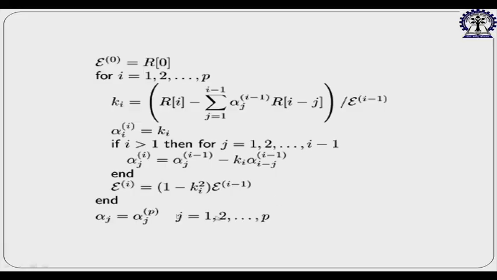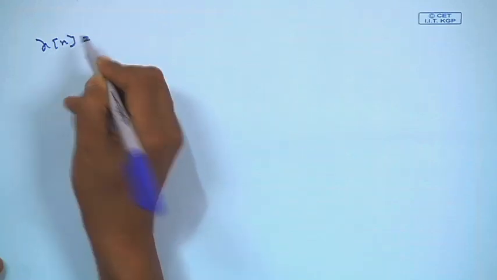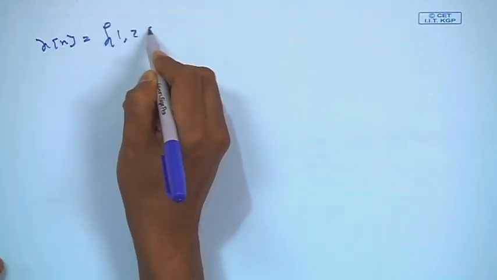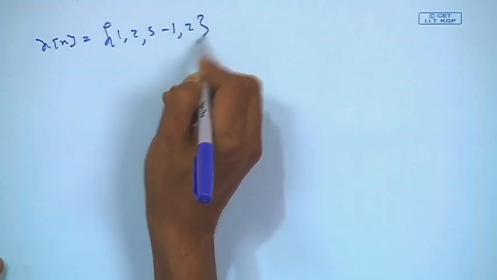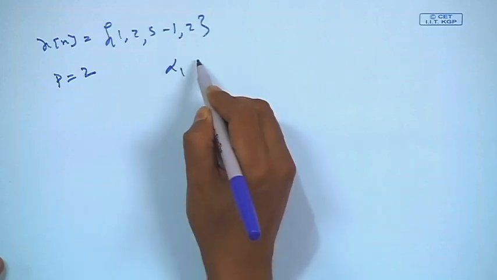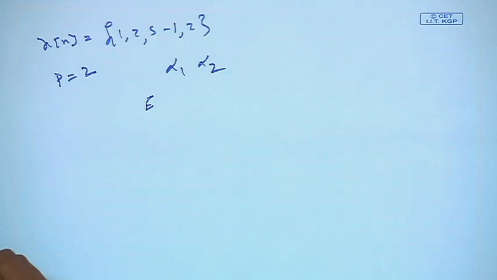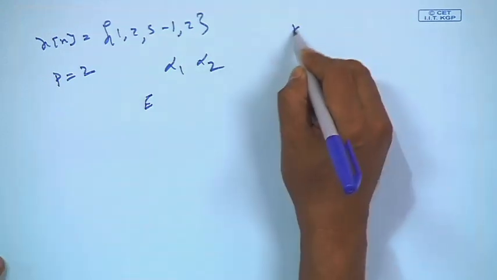This is the program, you can implement it and find out whether it happens or not. Then that is the task I have given. Consider a sample of second order, p is equal to 2, and find the solution. Let x[n] be not a speech signal, but let us say 1, 2, 5, minus 1, 2 like that. For p equal to 2, find alpha 1 and alpha 2 and find the autocorrelation error E. Okay. So, you can find k1, k2.